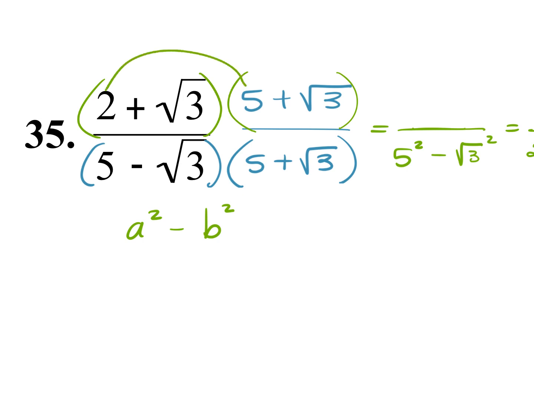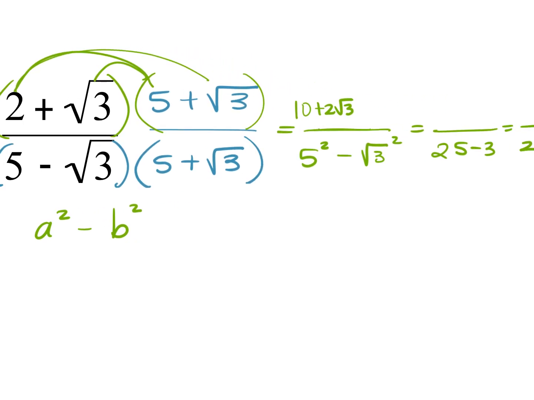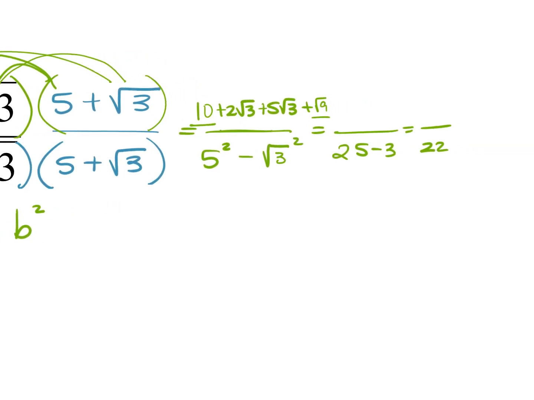So this is 10 plus 2 rad 3 plus 5 rad 3 plus what? 3. The square root of 3 times the square root of 3 is the square root of 9, if you will, which is 3. Right? So this is going to be 10 plus 3, so 13. And then 2 rad 3 plus 5 rad 3 is 7 rad 3.